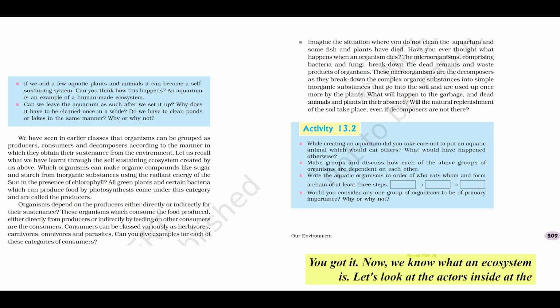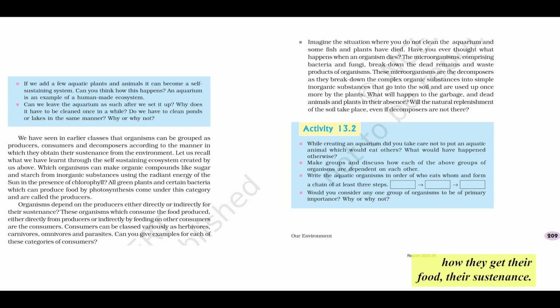You got it. Now, we know what an ecosystem is. Let's look at the actors inside it, the roles organisms play. We group them based on how they get their food, their sustenance. This is super important for exams. Three main groups: producers, consumers, decomposers. Okay, producers, consumers, decomposers. Let's start with producers, also called autotrophs.